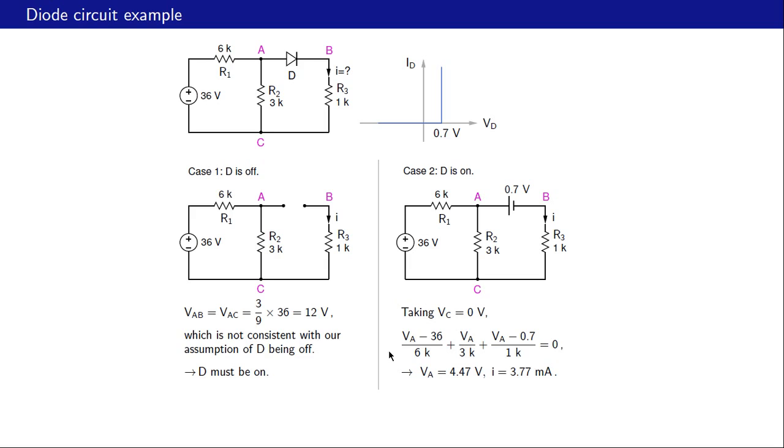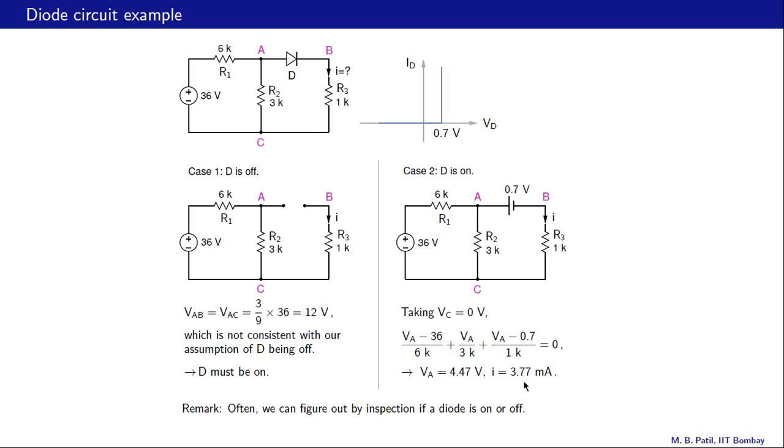The only unknown in this equation is VA. So we can solve for VA and get VA equal to 4.47 volts. Once we have VA, this I is given by VA minus 0.7 divided by 1K, and that turns out to be 3.77 milliamps. So that is our solution.